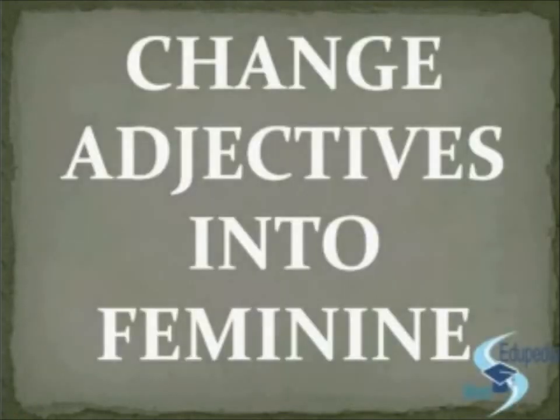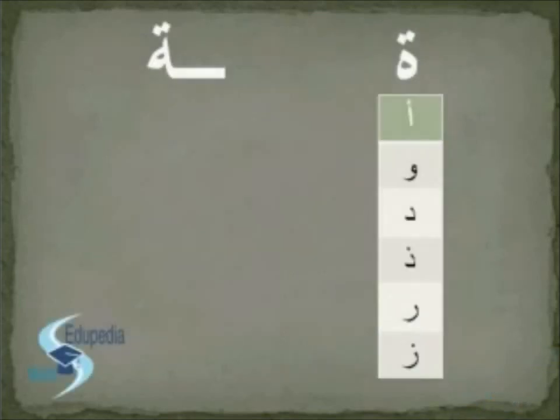How to change them into feminine? Well, to change the adjectives from masculine to feminine, you will follow the regular adjective rule, which is adding ta marbuta at the end of the masculine adjective to get the feminine one. Remember that we have two shapes of ta marbuta. One is attached and the other is detached. So we use this shape of ta marbuta when the masculine adjective ends with a, wa, da, the, ra, or za. So when it ends with one of the special letters or one of the naughty letters.